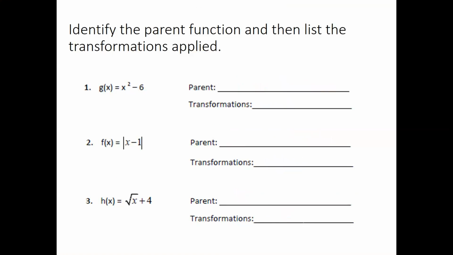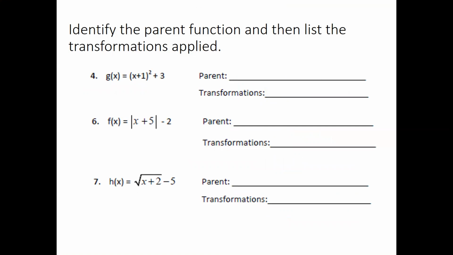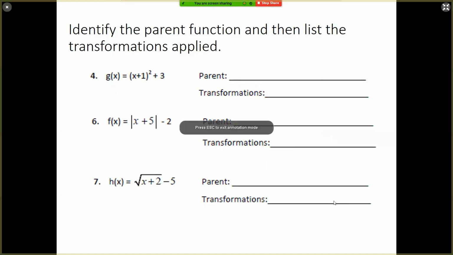On the next slide, we're going to make things a little bit more challenging. So notice that on this slide, we have 2 numbers. So we have 2 transformations happening to our parent functions. So for question 4, our parent function, if I take away the 1 and the 3, leaves me with just x squared. So it's a quadratic.